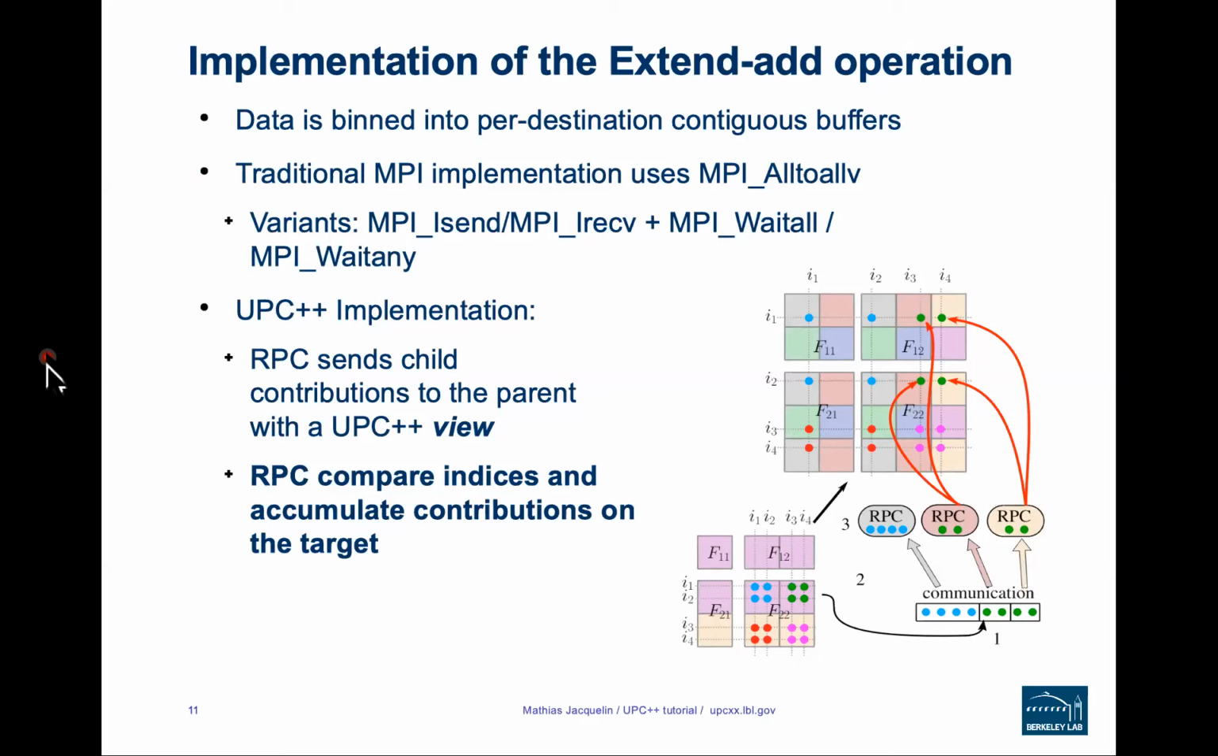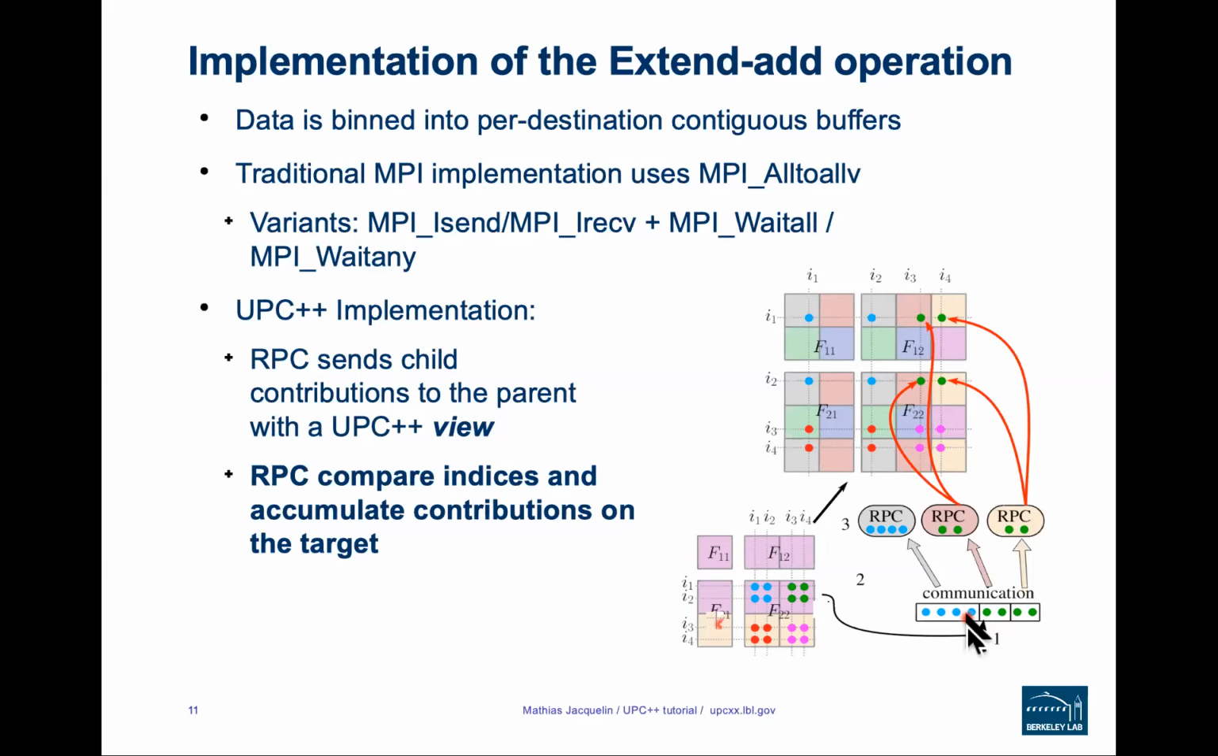So the UPC++ implementation is based on RPCs. And here the RPC is doing the extend add operation itself. So what it does is that after we are done binning the updates coming, for instance, for this pink processor in the child here, we bin them into per destination contiguous buffer. So all the entries in blue are going to the same destination, and the entries in green are going to two different locations. So we bin that data, and then we issue an RPC on each of those remote processes.